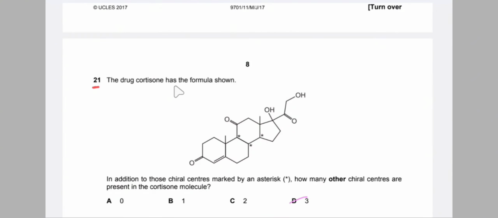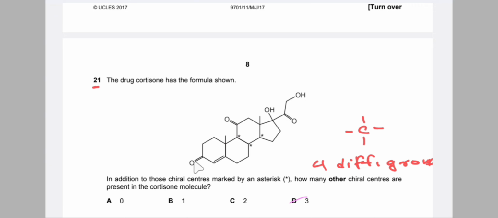21. The drug cortisone has the formula shown. So this is the formula. In addition to those chiral centers marked by an asterisk, how many other chiral centers are present in the cortisone molecule? So the chiral carbon is the carbon that is attached to four different groups, and it produces optical isomerism. So we need to find which carbon is chiral. That means which carbon is attached to four different groups. So we need to find which carbon is attached to four different groups.